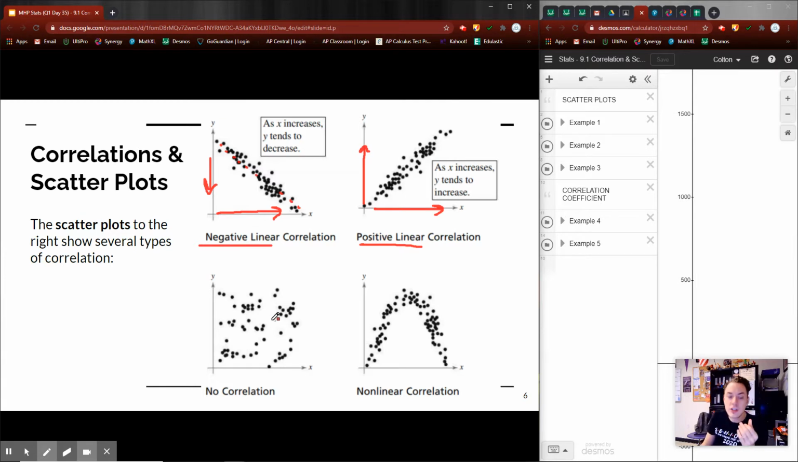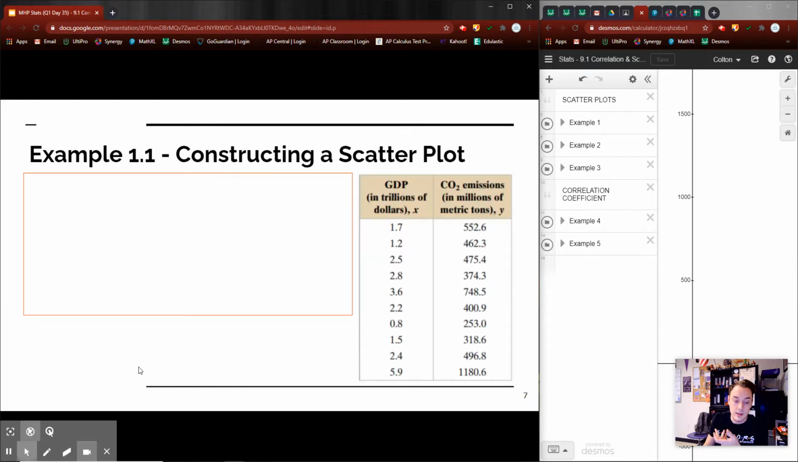Here's no correlation, so it's just all sporadic, just kind of blobbed on there. It's no correlation, very easy. And a nonlinear correlation, this is actually a quadratic. This is what we call an x squared correlation, something that we're not really going to get into in today's lesson, nor in tomorrow's lesson. If you're in honors, then you would get into those sorts of regressions. But in this case, you're not going to get into this sort of regression. Okay? Sweet. So let's move on.